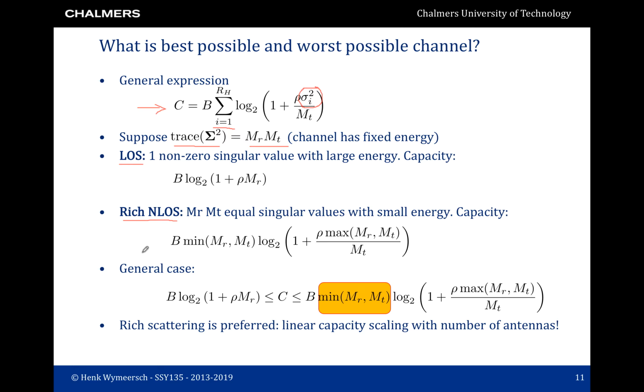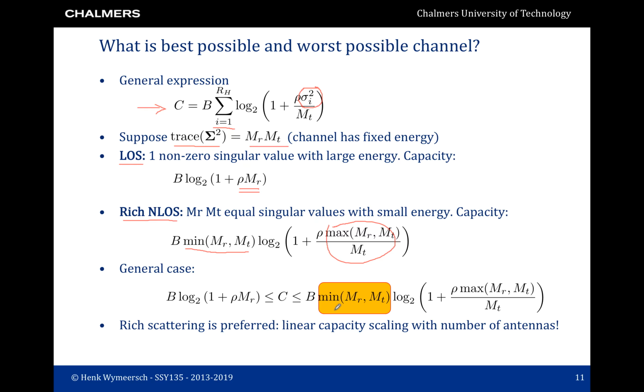The capacity for the line-of-sight case is the bandwidth times log 2 of 1 plus an SNR, where this SNR then increases linearly with the number of receive antennas. For the non-line-of-sight case, we have the bandwidth, but now we also have the scaling with the minimum of the number of receive and transmit antennas, times log 2 of 1 plus an SNR metric, which depends on the number of transmit and receive antennas. In general, for an arbitrary distribution of the singular values with a total fixed energy, the capacity must lie between those bounds.